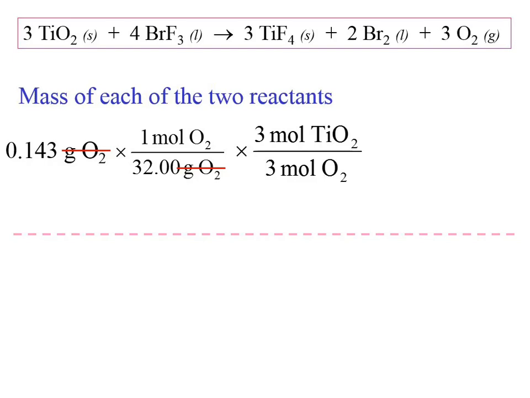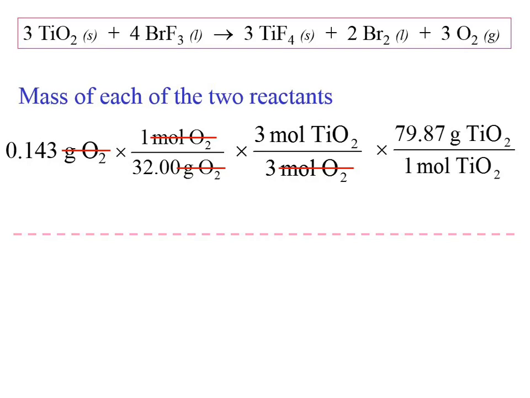So of course now we've gotten from moles of O2 to the moles of what we want the mass of. So now we're ready for our second molar mass, the molar mass of the thing we're trying to get to, and we're going to use the unflipped version. If you look back at a previous slide, you can see the molar mass of TiO2 was 79.87 grams per mole. That's 79.87 grams of TiO2 per 1 mole of TiO2.